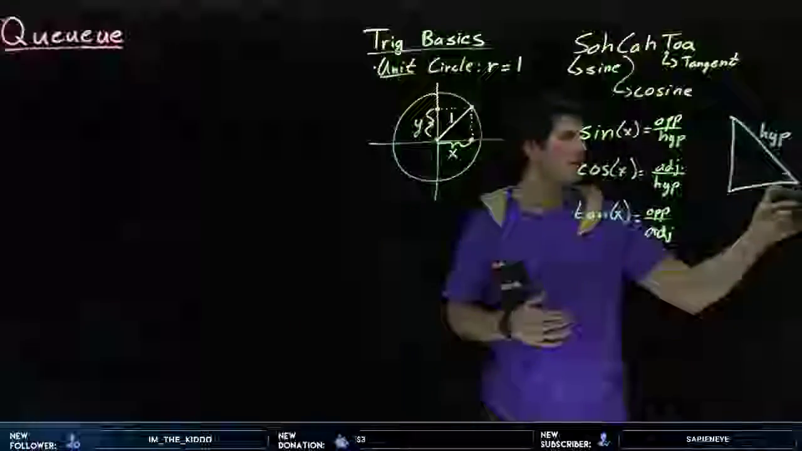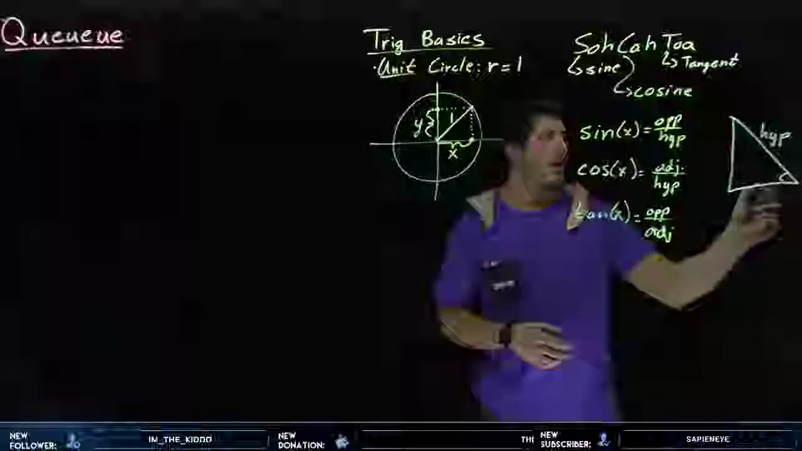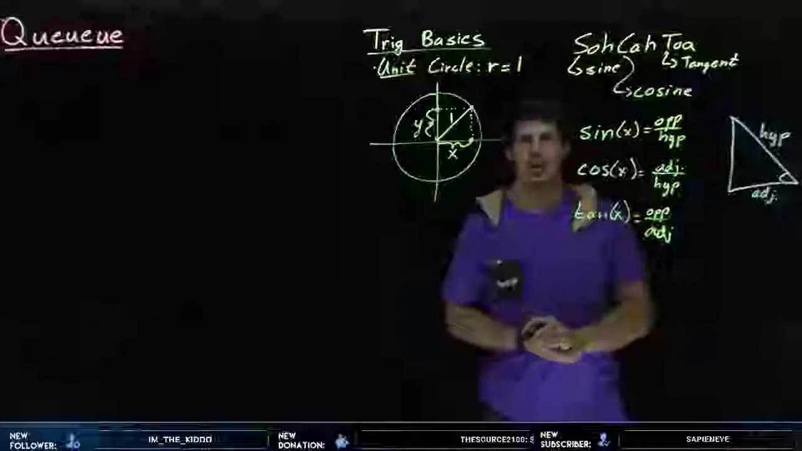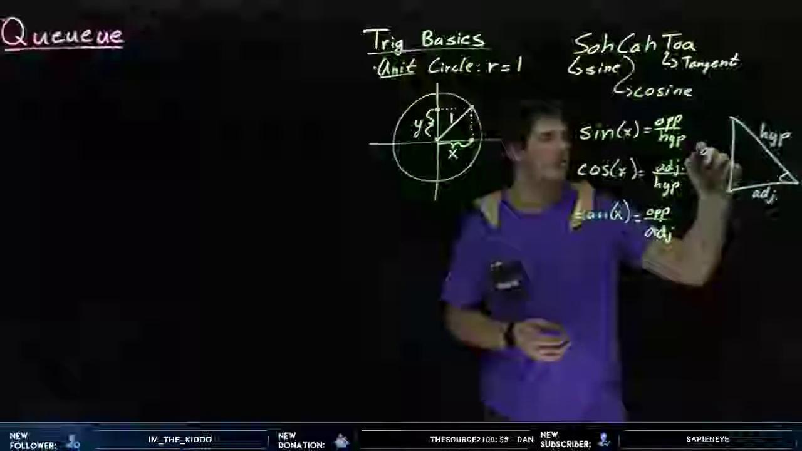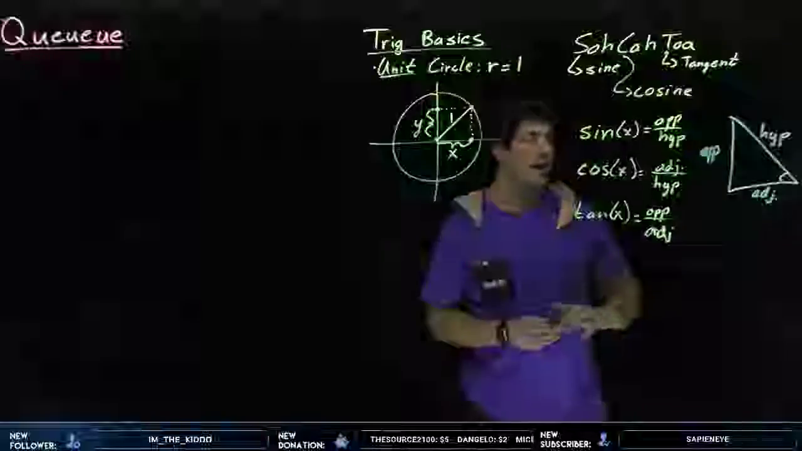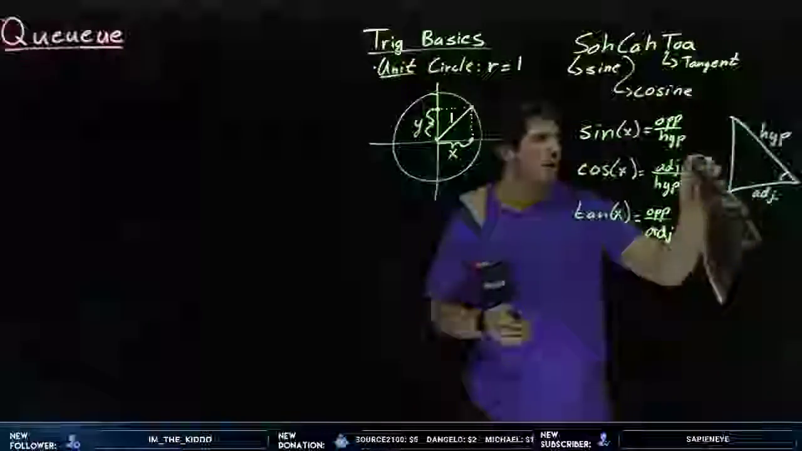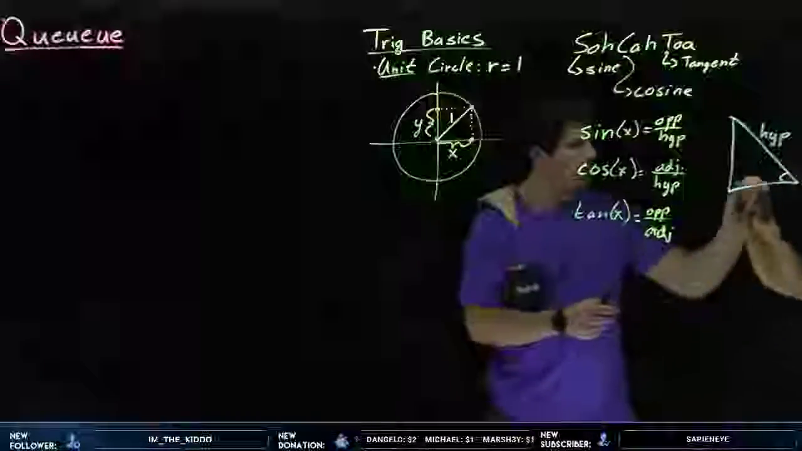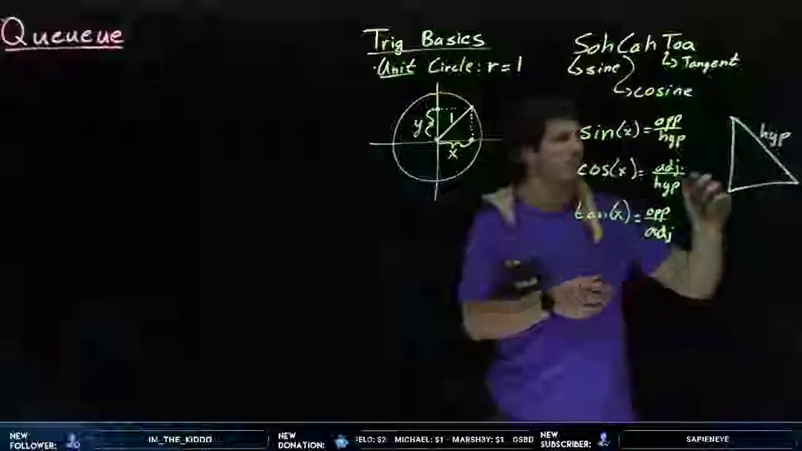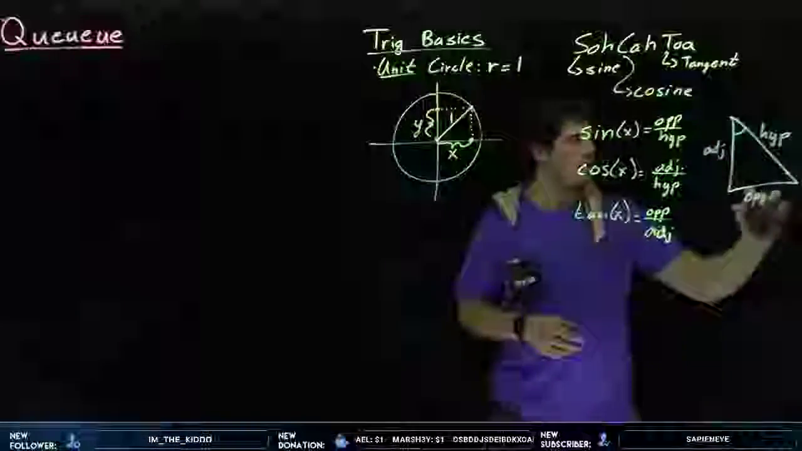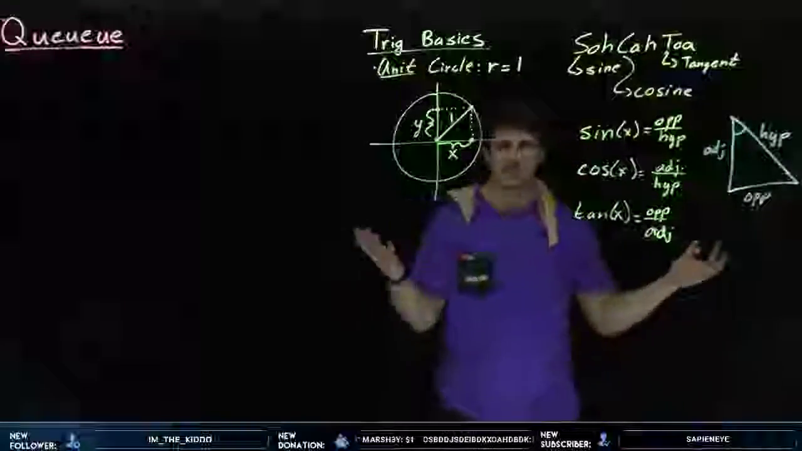So if I had this angle here, then my adjacent is the one I'm touching. So this would then be adjacent, and this would be opposite. Why am I having issues writing? Whatever, opposite. However, that would change if I move the angle to the top. Then my adjacent would be here, and my opposite would be here. Pretty straightforward at this point.